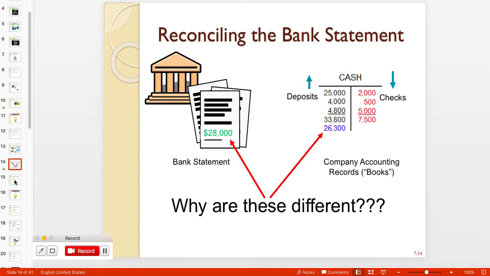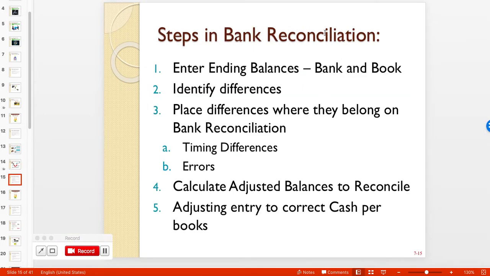Okay, so the first step in a bank reconciliation, there are, of course, a number of steps, but the first one that we're going to look at is, first of all, to enter the ending balances from the bank and from the book. That's kind of our starting point: let's look at what the total difference is.